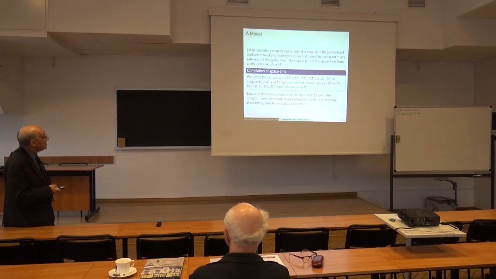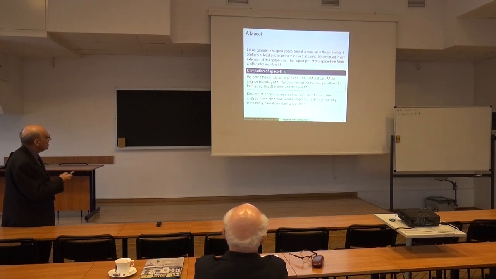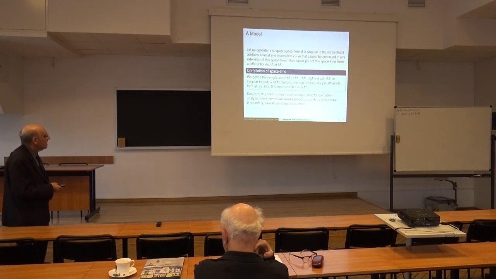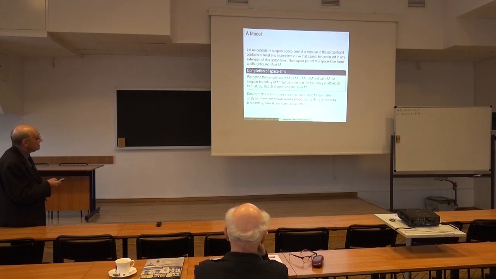The regular part of the space-time forms a differential manifold. And we make a completion of this space-time. So we complete M, we attach a singular boundary, this M bar is a completion of the manifold, and we call delta M the singular boundary of M. And we assume that this boundary is attainable from M. That is to say, M is open and dense in M bar. Details of this construction are not important in this talk.